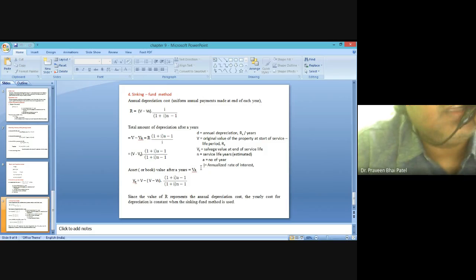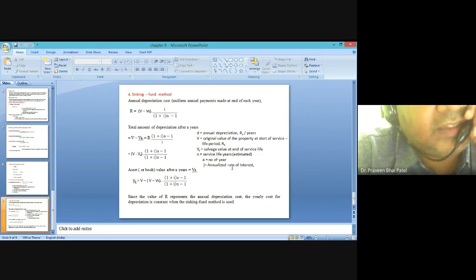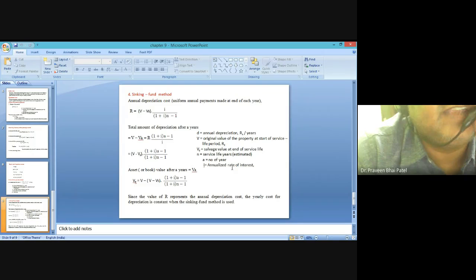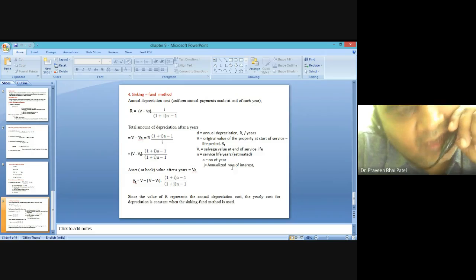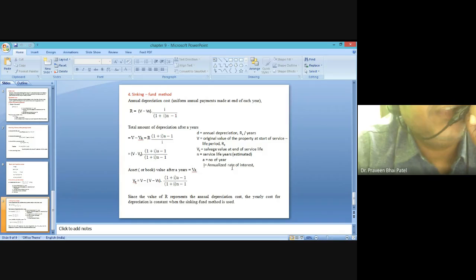Here we are having one additional value, that is I, the annualized rate of interest, which is decided by you or decided by the industries. You have been given the value of A, you have been given the value of VS, that is the salvage value. I is the annualized rate of interest, N is the service life period, and A is the number of years. So from here you can calculate the present asset value after every year of the instrument, as well as the final book value of that particular product.